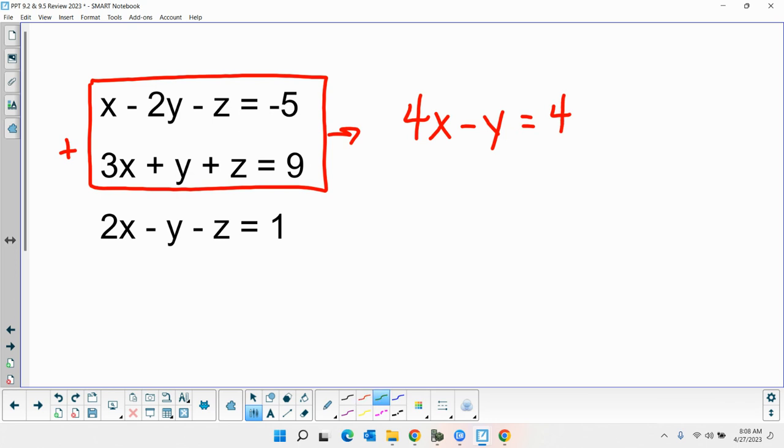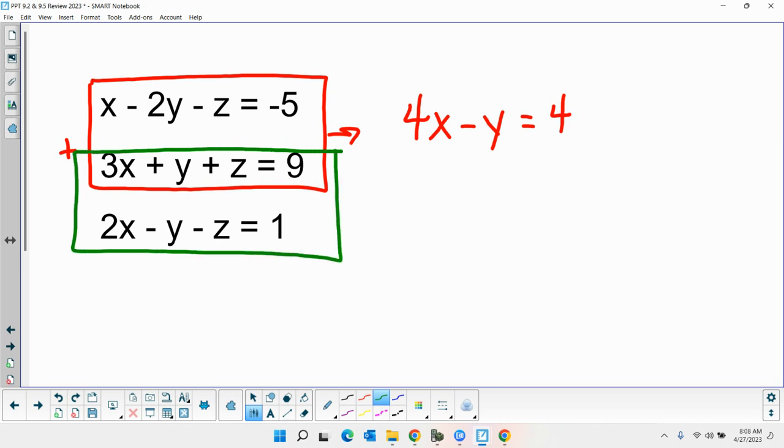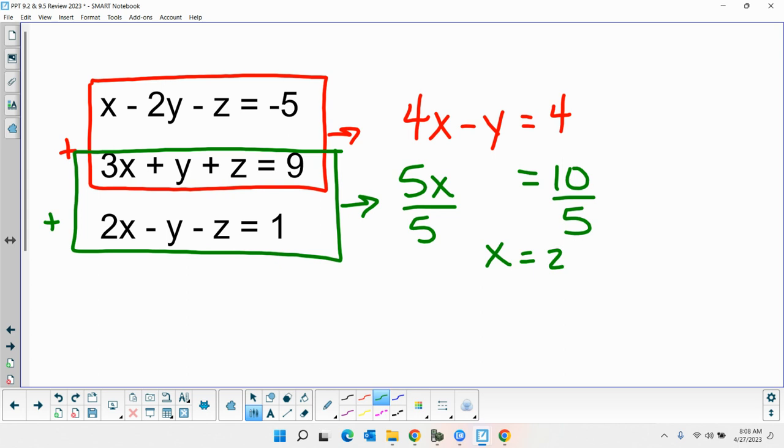All right. And then the z's again. So I'm going to do these two this time. And they're different. So I'm going to add those as well. 3 plus 2 is 5x. Y plus negative y. Oh, that canceled, didn't it? And the z's canceled. So I got 5x equals 10 because the y's and the z's canceled. So divide by 5. That makes it nice if that works out. So I got my x value.